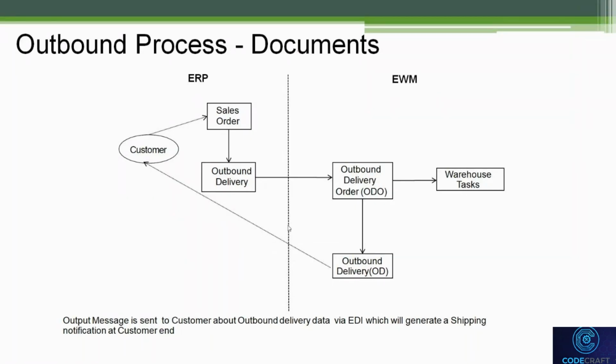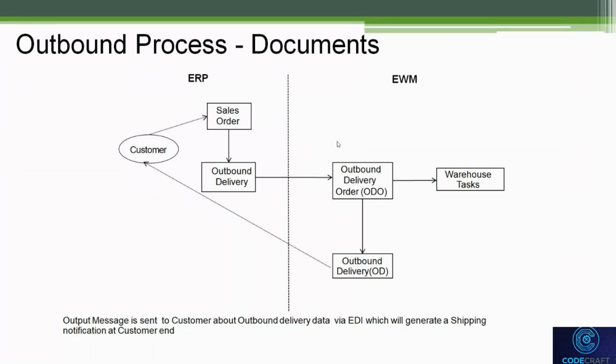Now, when it comes to outbound, there are two documents which are created: outbound delivery order and outbound delivery. When the outbound delivery is created, we create an outbound delivery order in EWM. I mean, we don't create it, the system automatically creates it when the delivery is distributed. So please keep in mind, inbound delivery you create in ERP creates an inbound delivery in EWM, but when you create an outbound delivery, it creates an outbound delivery order.